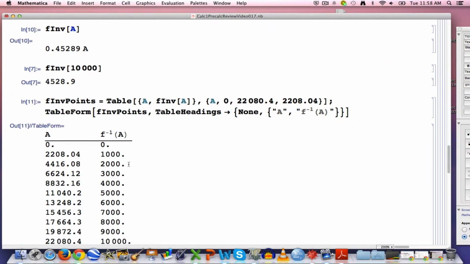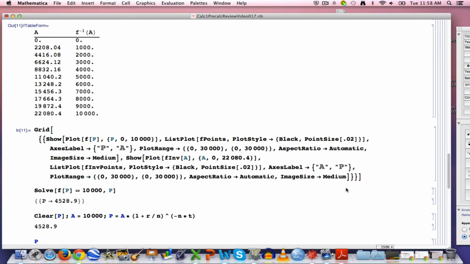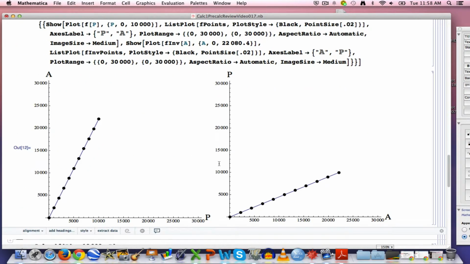Alright, then I can go ahead and graph these things. I've added a lot of graph options to the graph that I made in the last video to show these graphs at once, and in particular I want to point out that I'm using list plot right here, for example, to plot the points f points, and list plot again to plot f inv points right down here. I'm combining them with show and grid, and I get this picture right here.